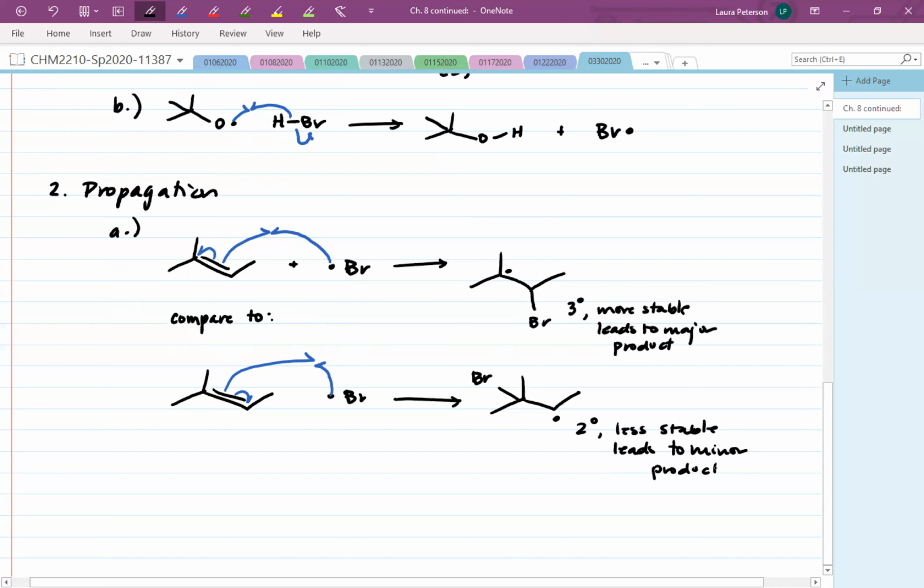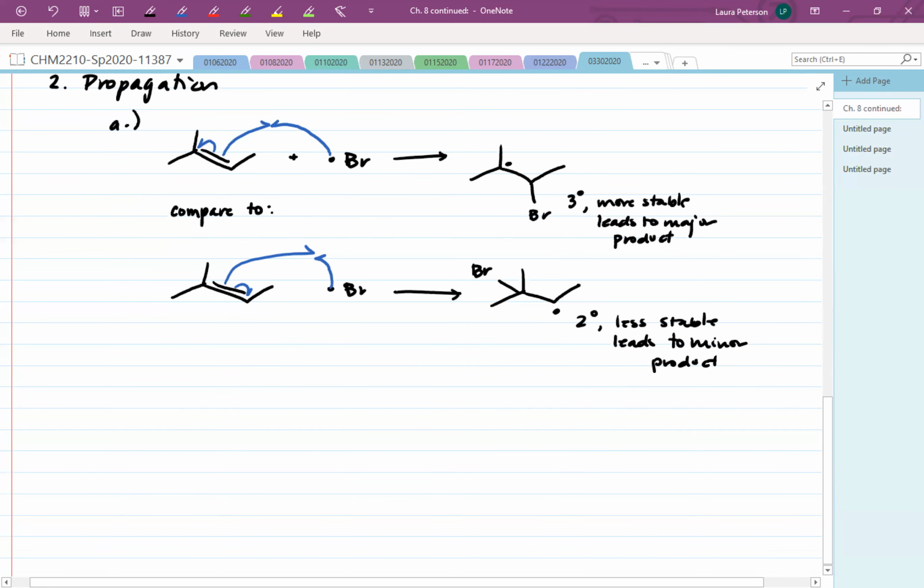Okay, so we're still following the rules of energetics as we talked about, in that we're going to go through the most stable intermediate. But since we add the bromine in this first step and generate the radical at the same time as carbon-bromine bond formation, we need to put the bromine at the less substituted position so that the radical ends up at the more substituted position. And that's what determines the regioselectivity.